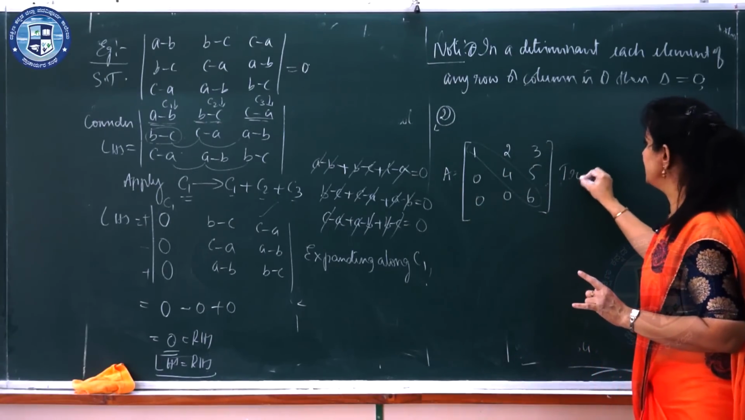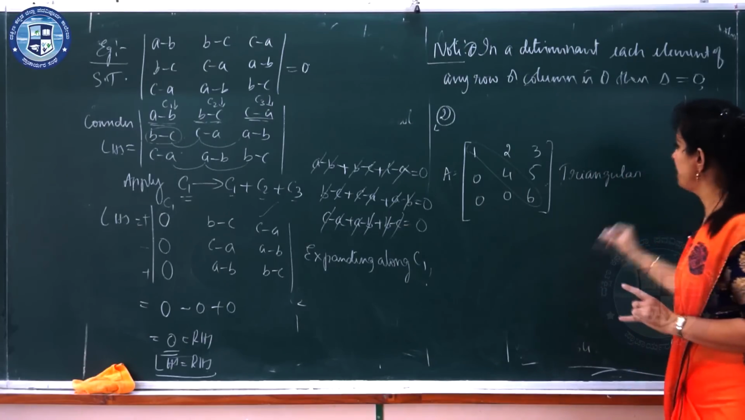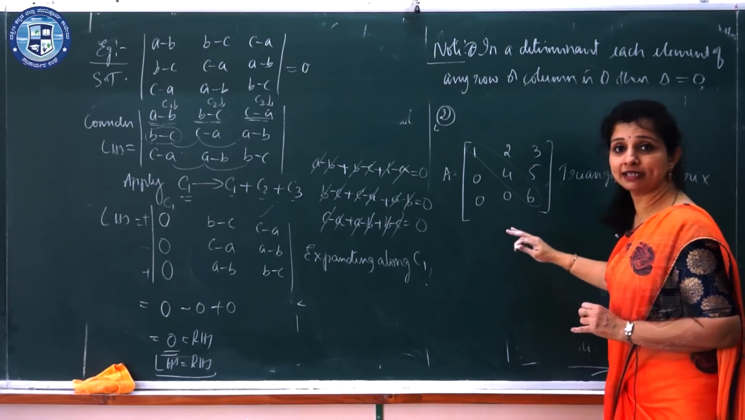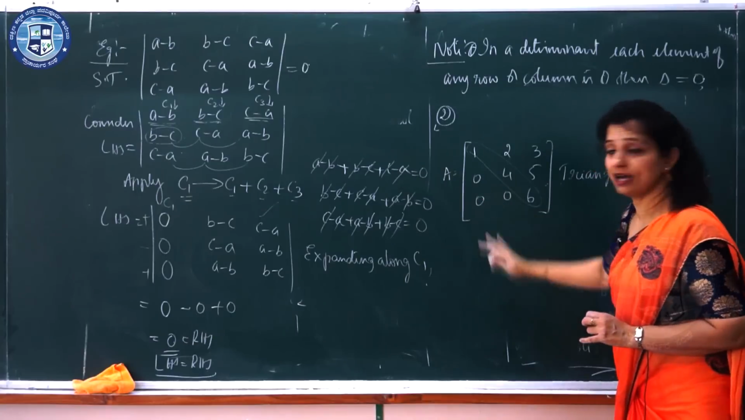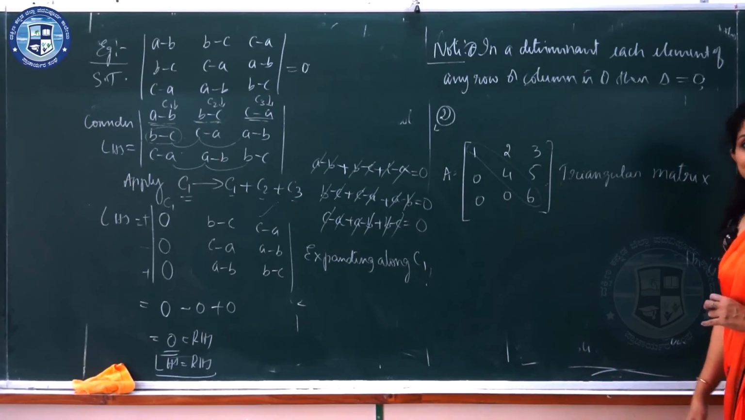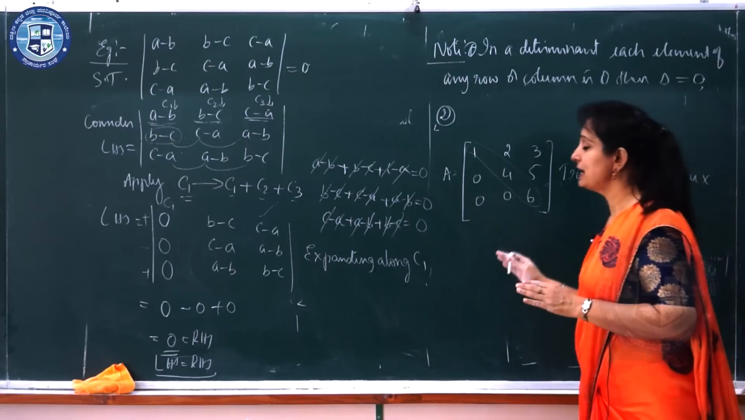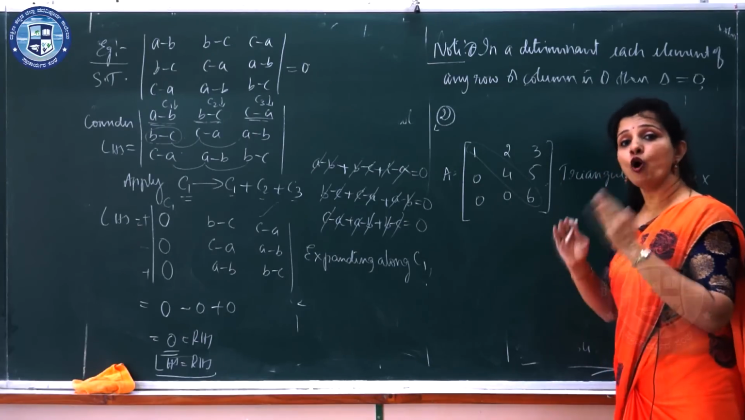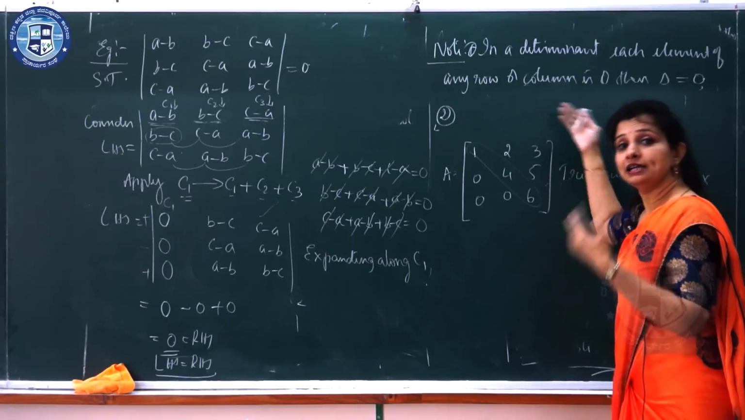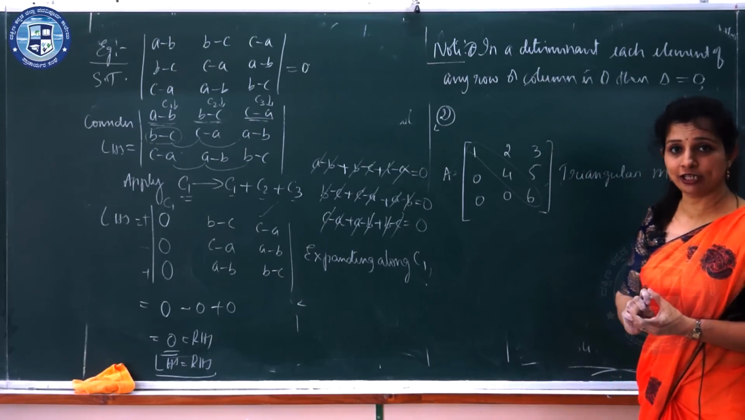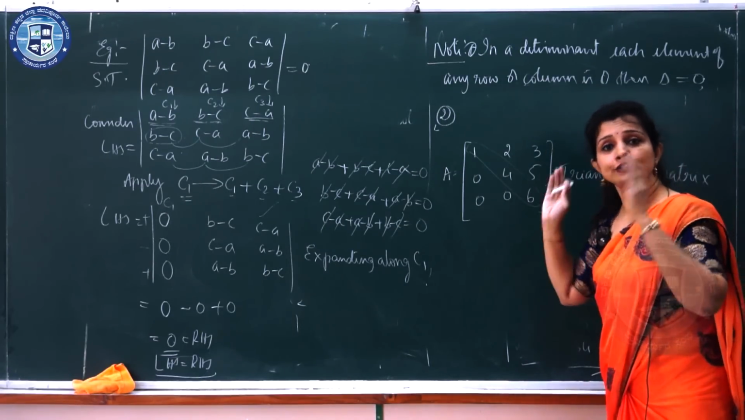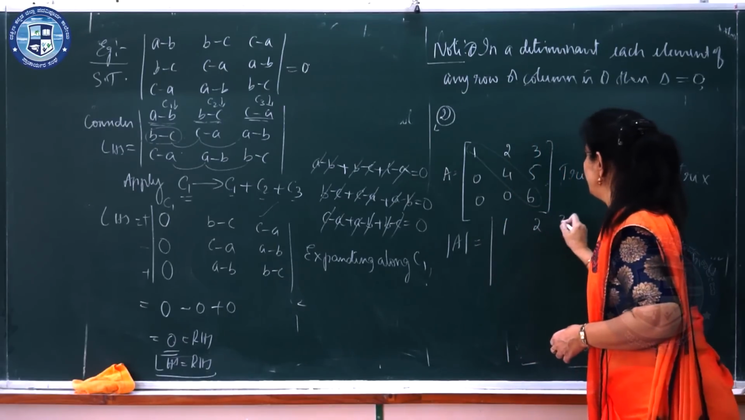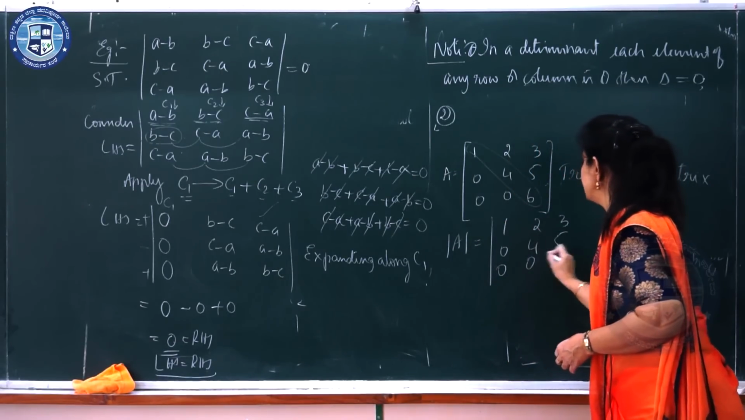So it is called a triangular matrix. It's actually called an upper triangular matrix, since the elements below the principal diagonal are all 0. What do you mean by a lower triangular matrix? If all the elements above the principal diagonal are zeros, then it is called a lower triangular matrix. So if the given matrix is a triangular matrix, then determinant A is 1, 2, 3, 0, 4, 5, 0, 0, 6.